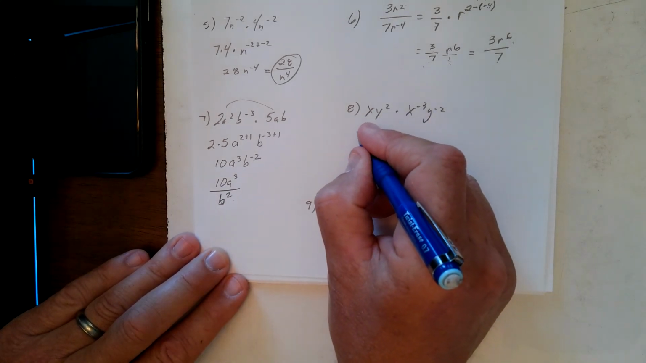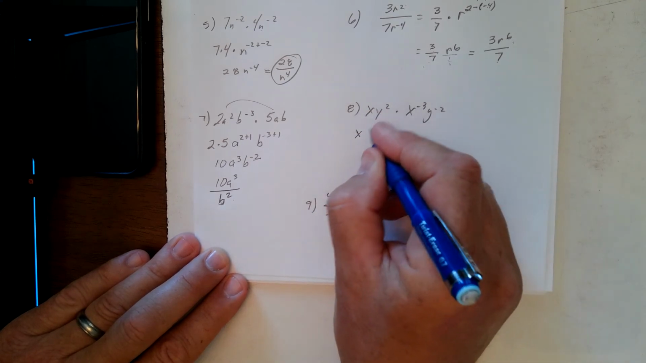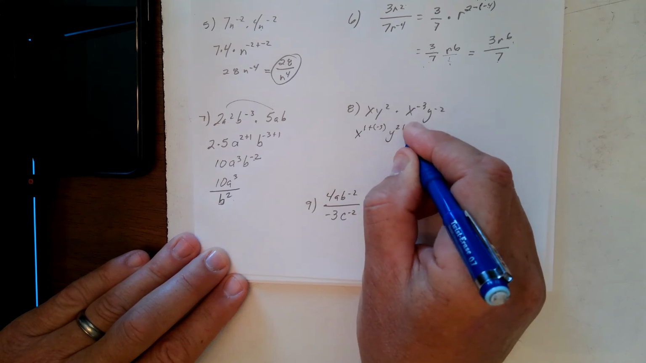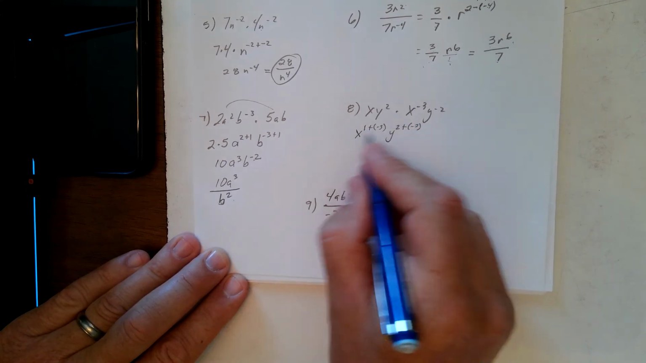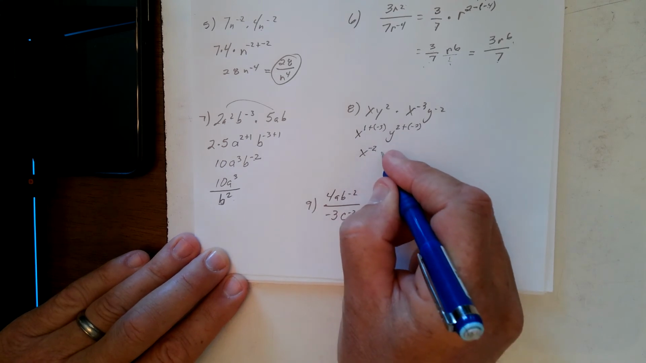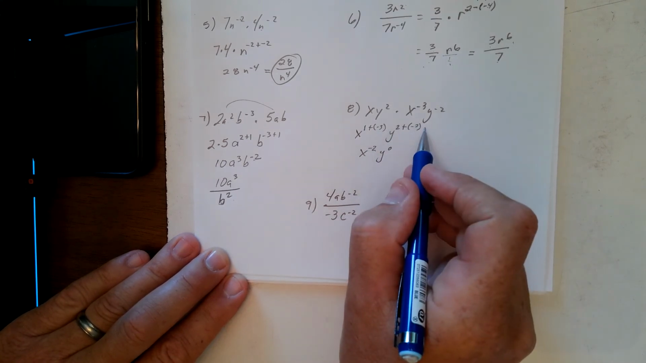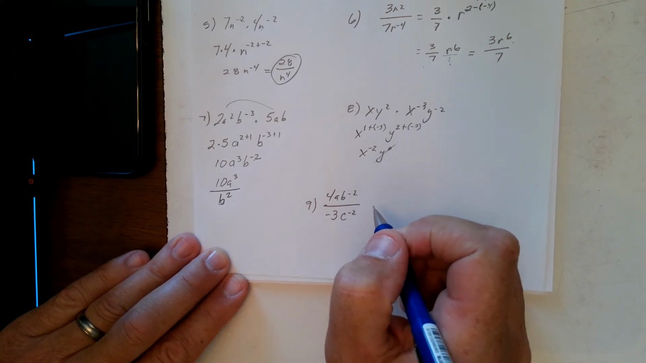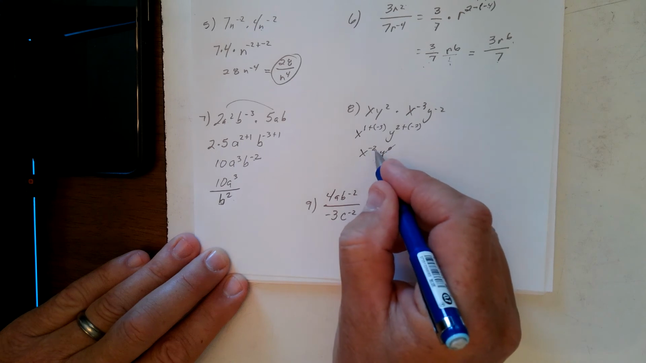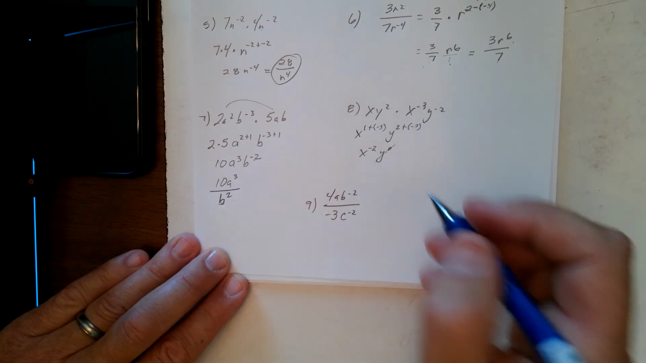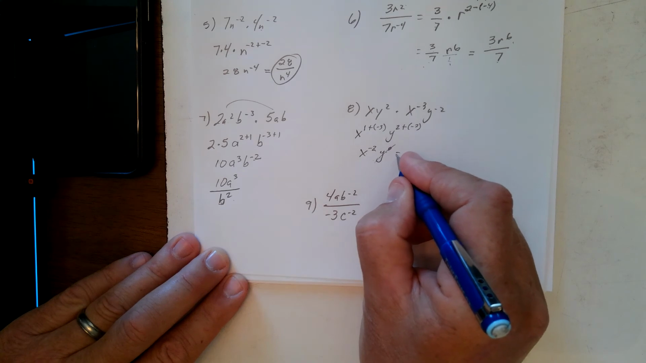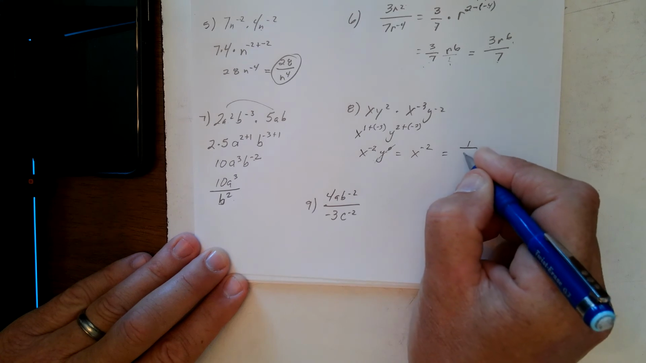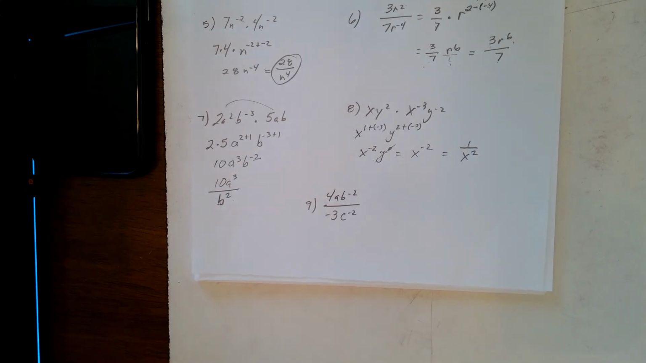Okay? So again, product, x to the 1 plus a negative 3, y to the 2 plus a negative 2. That gives me x to the negative 2, y to the 0. Y to the 0 is what? 1. That's really not there anymore. It's 1 because x to the negative 2 times 1 is just x to the negative 2. Now, we don't leave any negative exponents, so it's 1 over x squared.